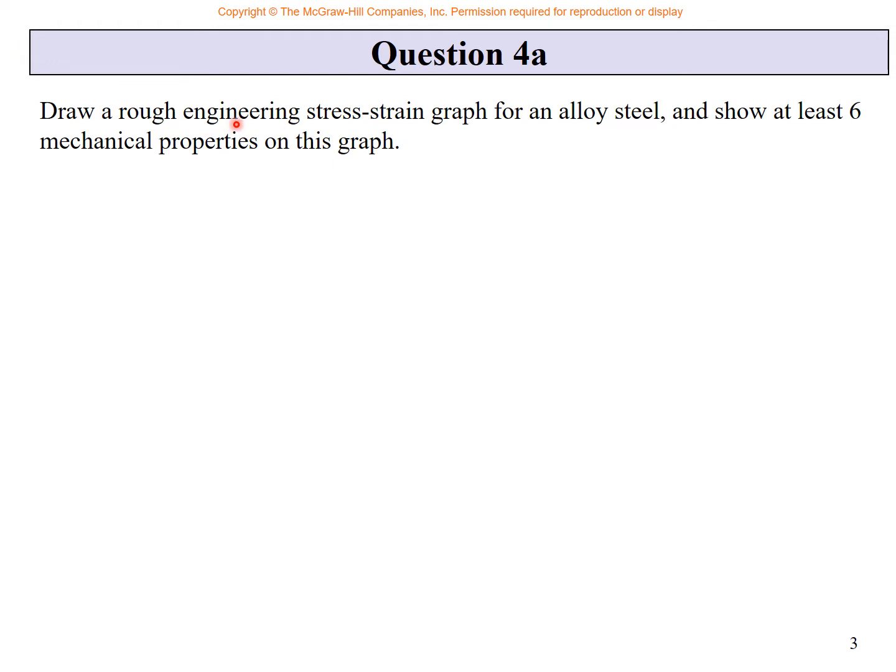Draw a rough engineering stress-strain graph for an alloy steel and show at least 6 mechanical properties on this graph. Right, so it is a simple exercise: draw a rough sketch, no actual values, for any alloy steel, which is a standard material, and show at least 6 mechanical properties on this graph. So again, please go ahead, do it on your rough before you proceed and see the solution.